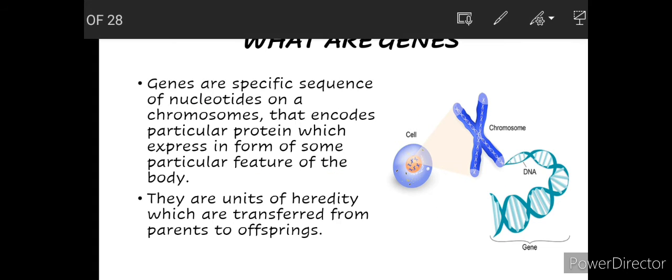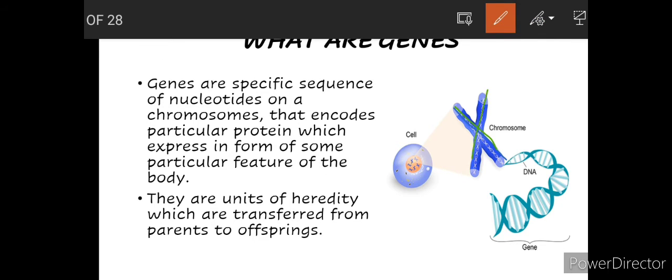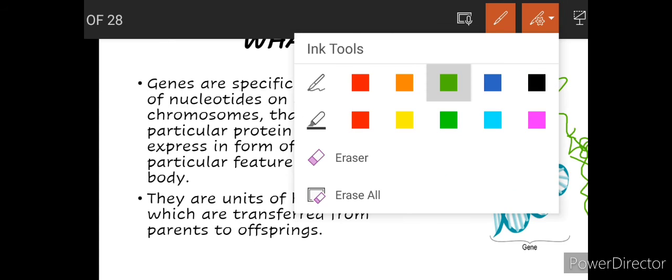What are genes? Can anyone tell what genes are? We all know this is a chromosome. Chromosomes are made up of chromatin fibers. Chromatin fibers are made up of DNA and histone proteins. So let me tell you.